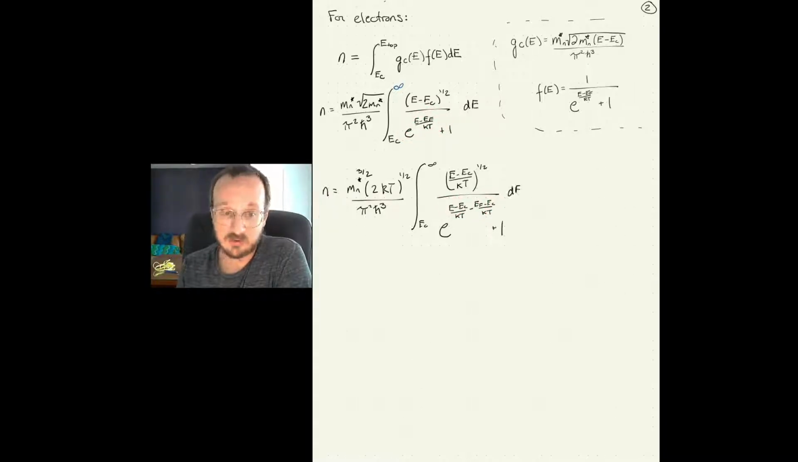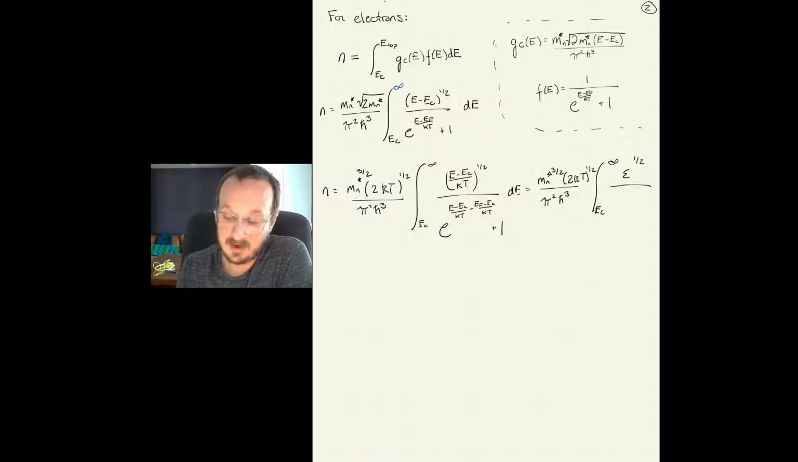Let's integrate over all energies. Now, we can rewrite this as our effective mass of electrons to the 3/2, 2kT to the 1/2 over pi squared h bar cubed, integral from the conduction band edge to infinity. And now let's say epsilon to the 1/2 divided by e to the epsilon minus eta c plus 1. And this is going to be the integral over energy, so dE.